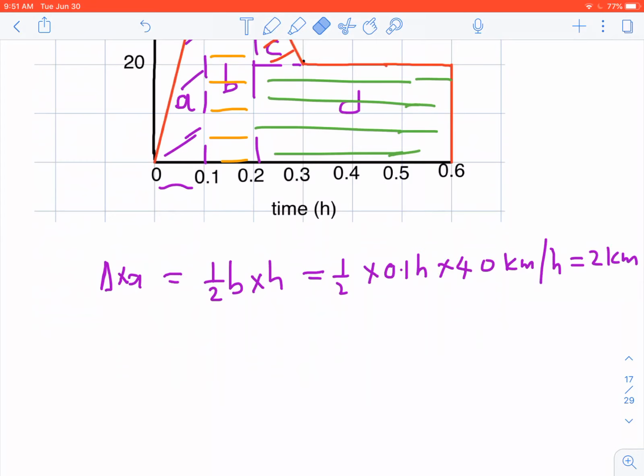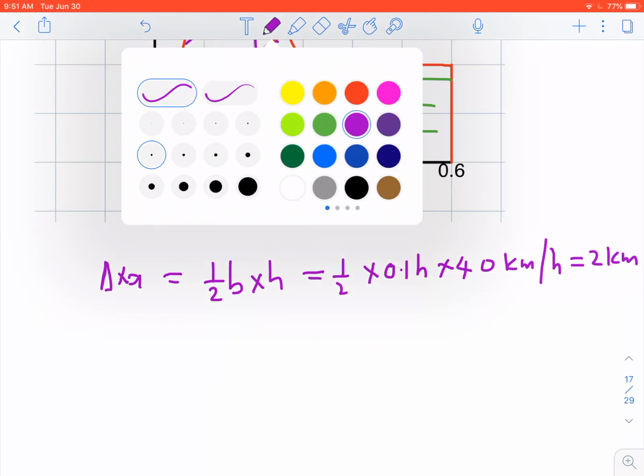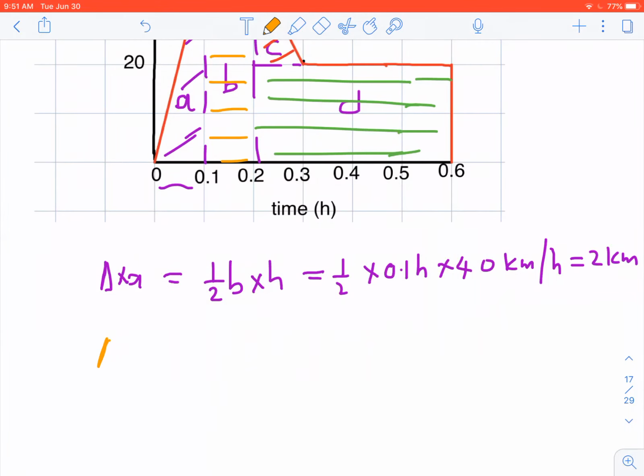Then we look at the next one, and we say change in x of B, that would be base times height, and that would be 0.1 hours times 40 kilometers an hour, and that would give us equal to 4 kilometers.